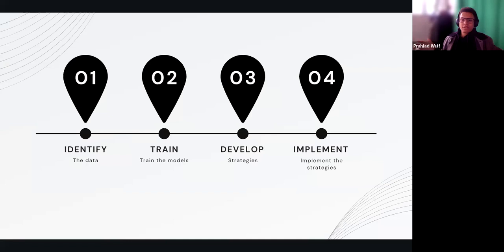So for the problem, we'll identify trends and patterns in the data. We'll train a machine learning model that identifies customers that are potentially likely to churn, and we'll develop specific data-backed retention strategies to mitigate customer churn. And then the end goal is to implement the strategies to improve customer retention.